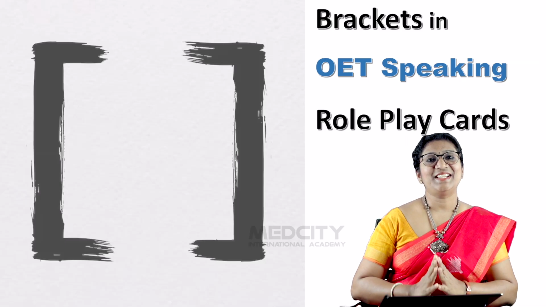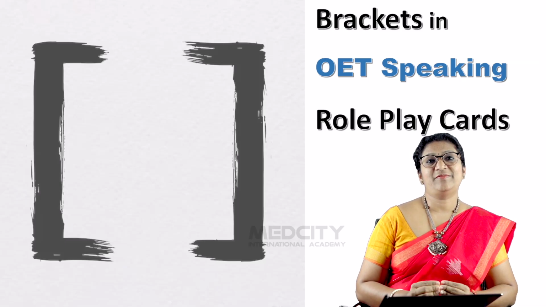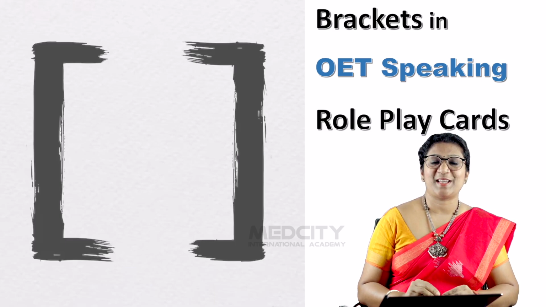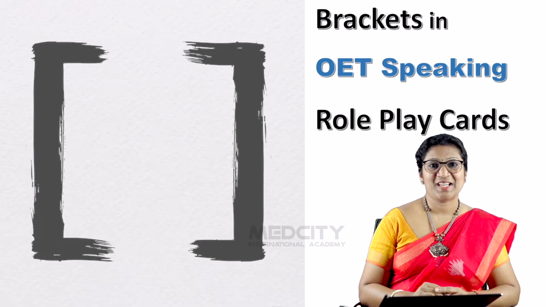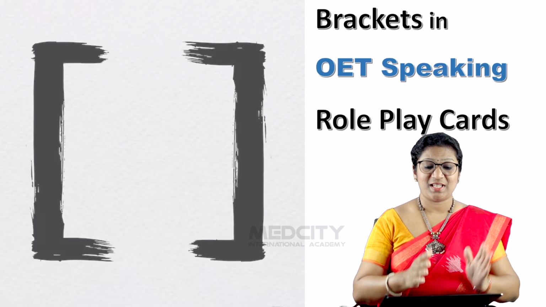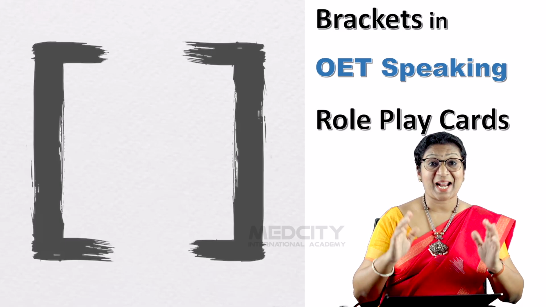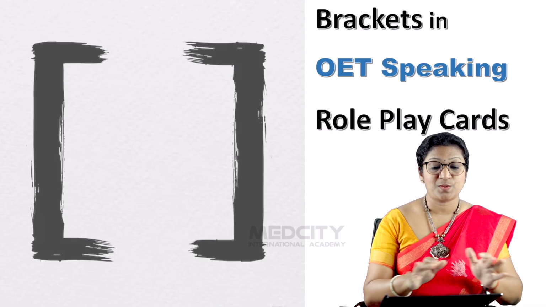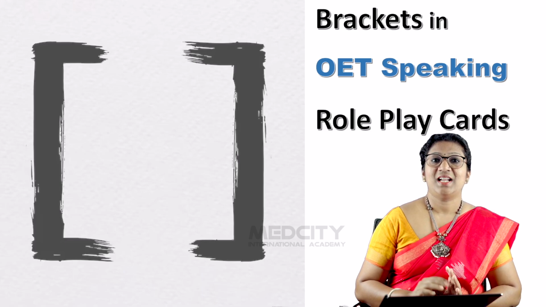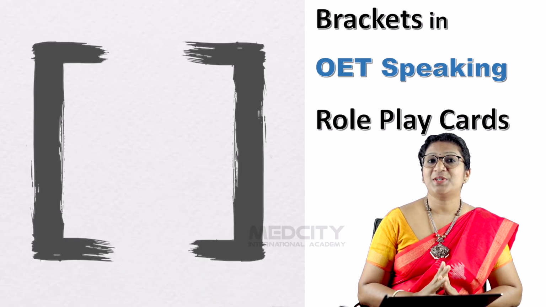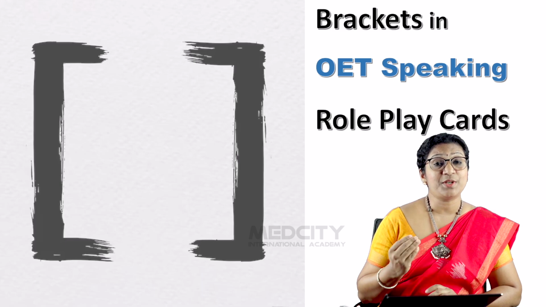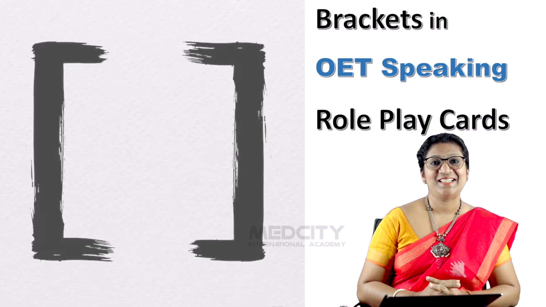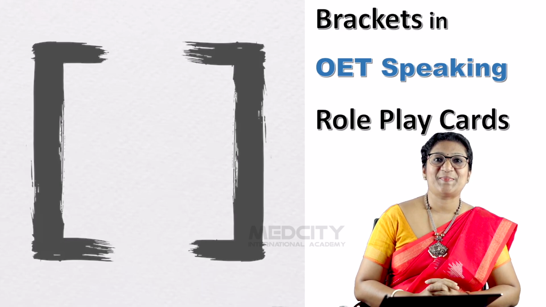Hi, in today's video I'm going to talk about a very small but significant aspect of OET speaking role play cards. Very often you find these brackets in a role play card. You have words between these brackets. Now in this video I'm going to discuss whether you should actually be using those words and sentences given in the brackets. If yes, how should you be using them?